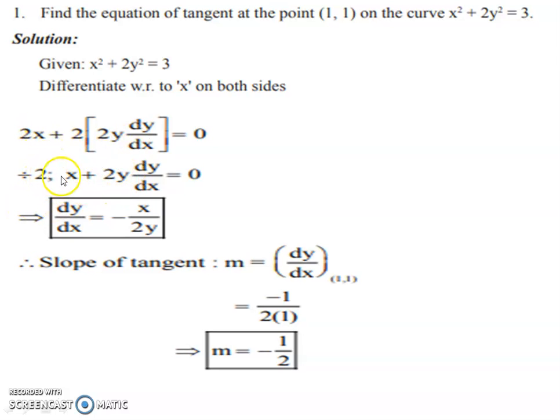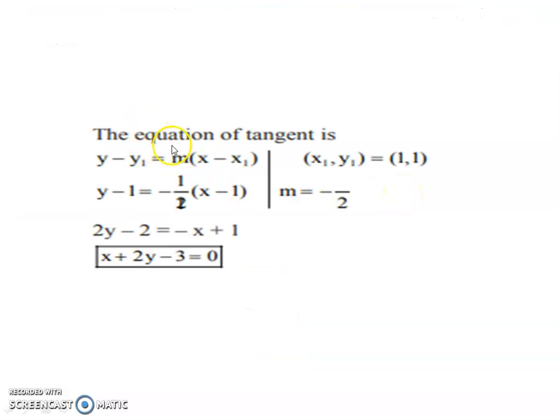Divided by 2, we take the common 2: x plus 2y dy by dx equal to 0. So dy by dx is equal to, x goes this side, so minus x upon 2y. So it is the derivative. We know that the slope dy by dx is equal to minus 1 upon 2. So the equation of tangent is given by y minus y1 is equal to m in bracket x minus x1. We have m equal to minus 1 upon 2.